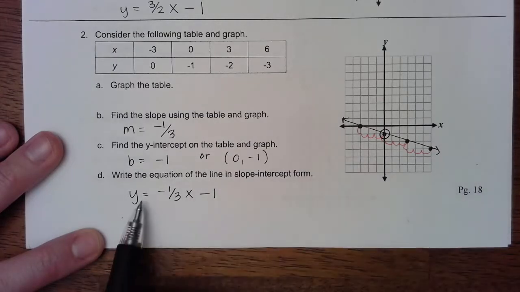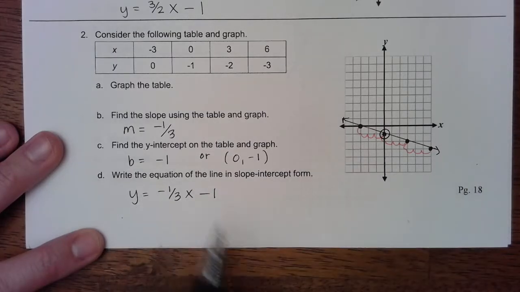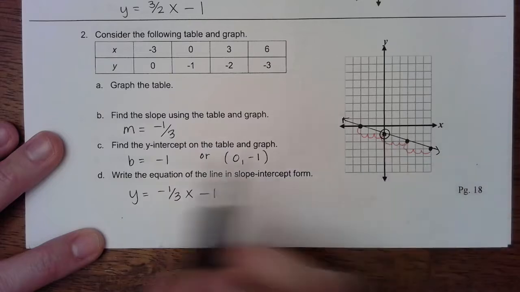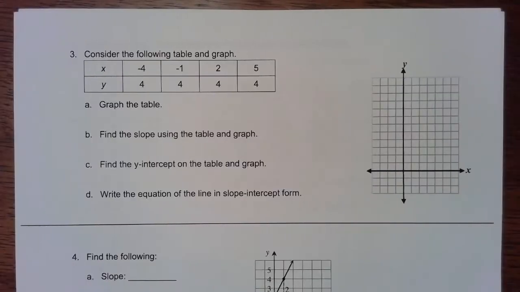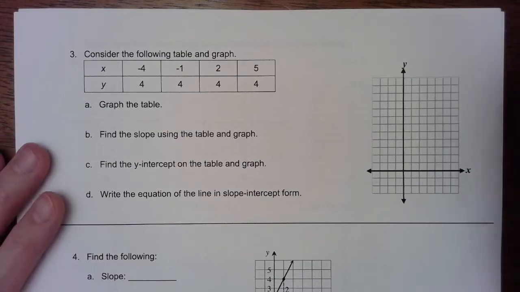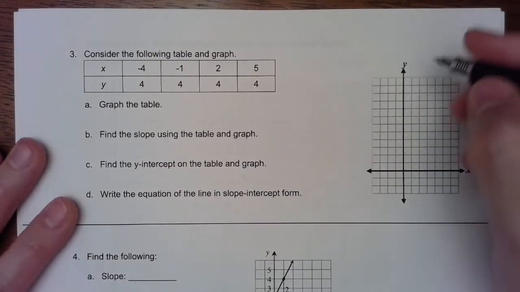So the equation for this line is y equals negative 1/3 x minus 1. It starts at negative 1, and then from there, I go down 1 over 3, down 1 over 3. Question number 3 is the same as question number 2 in terms of the information that they give you, but the answer to the question is going to be different, so we will do this one together today.